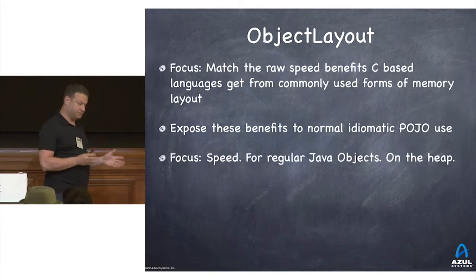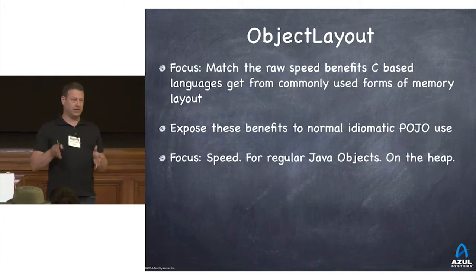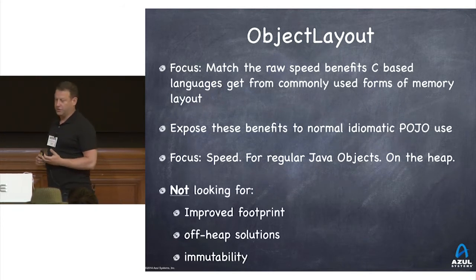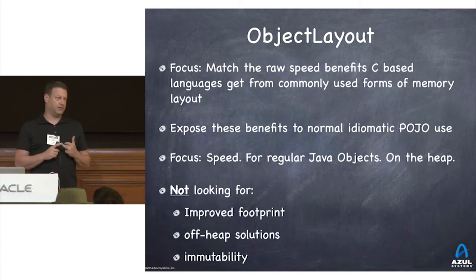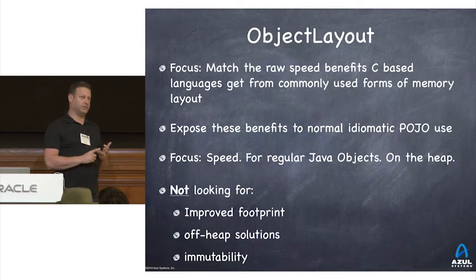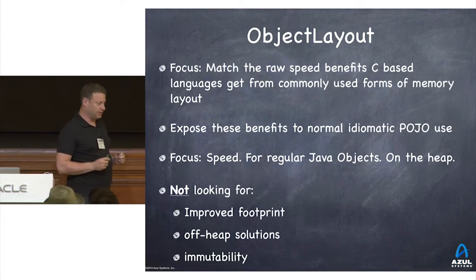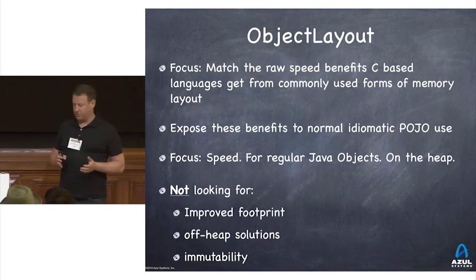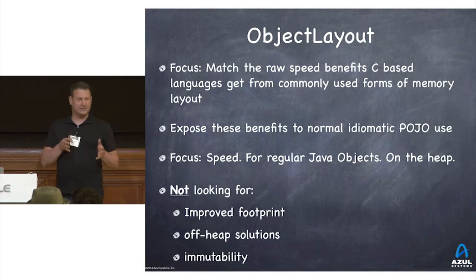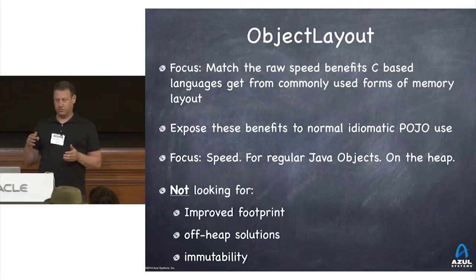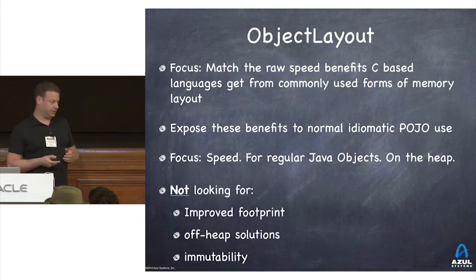The focus is on speed, on regular Java objects, and on the heap. None of these are the focus. We're not looking to improve footprint. I could care less about headers. I could care less about heap size. You guys know I like large heaps, and I think garbage collection is simply a solved problem. But this is not the problem. These are not speed-affecting things, or at worst, they're third-order speed-affecting things.